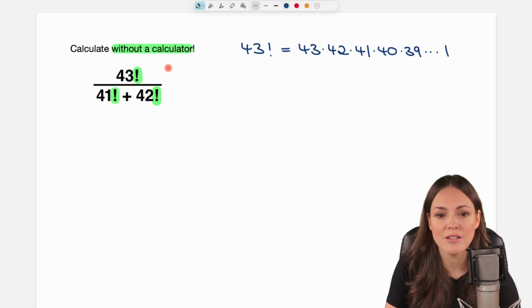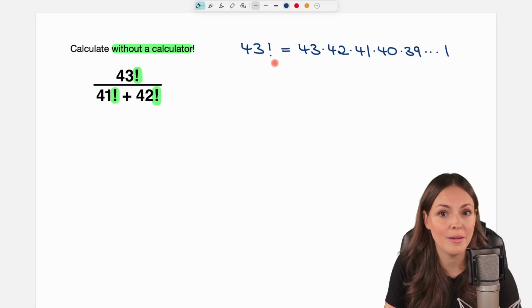And because we don't have a calculator here, we don't want to calculate this huge product here. So we hope that because we have a fraction here, we can cancel some things out. So we have to see the 41 factorial down here, for example. Is the 41 factorial a part of this 43 factorial? Maybe. What is 41 factorial?